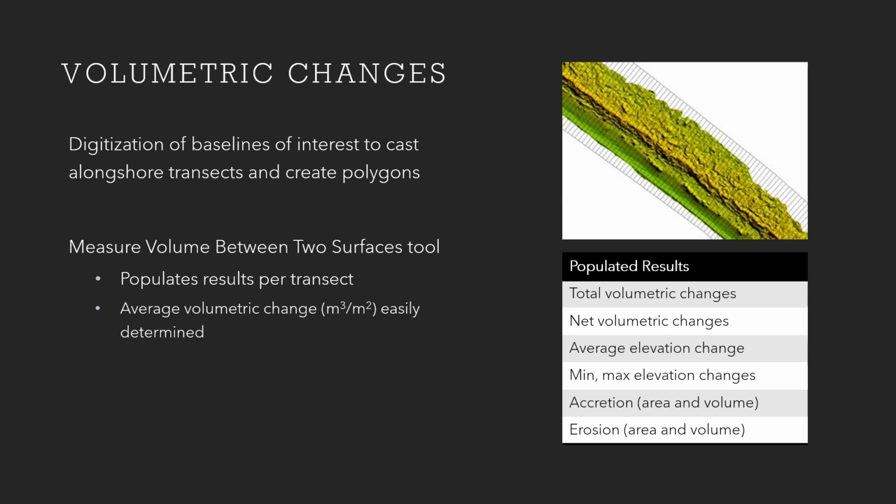And for the populated results, I created a list of some of them on the right there. So this includes total volumetric changes, the net volumetric change, what the average, minimum, and maximum elevation changes were, as well as accretion and erosion, and it gives you that both in terms of volume as well as the area. And then from that, you can also determine the average volumetric change per area. So those are all really great, powerful results to have from this easy-to-use tool.